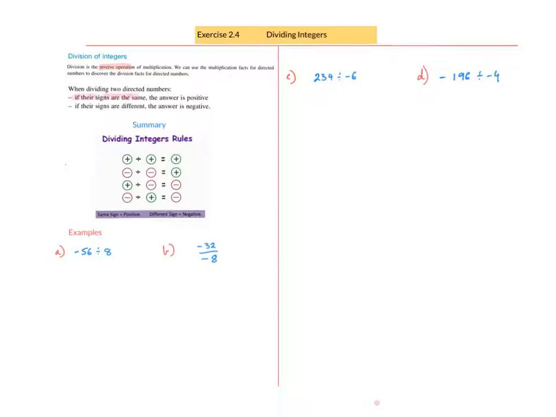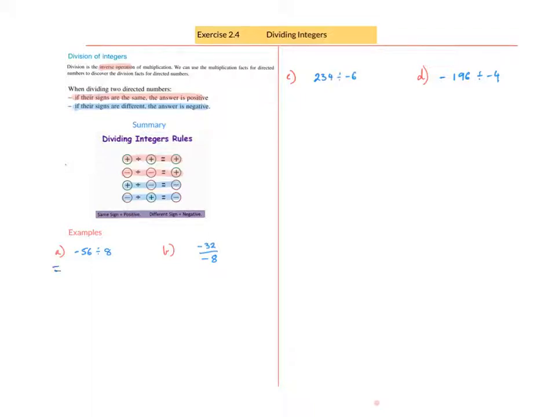If the signs are the same, the answer is positive. Okay, so a negative number divided by a negative gives me a positive answer. Positive divided by positive is positive. If the signs are different, the answer is negative. All right, so we do our division as we normally would, but then we just concentrate on what the signs will be. So maybe we should just color code that last one. So there's my signs the same, positive answer. Signs different, negative answer.